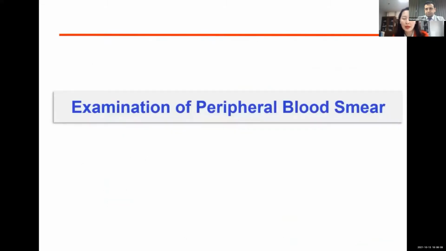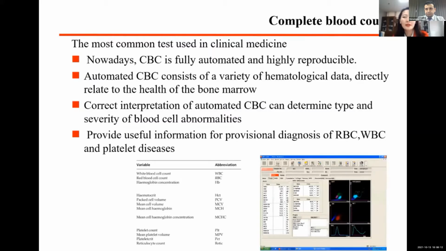Examination of peripheral blood smear. In the clinical laboratory, CBC is one of the most frequently ordered and most time-honored laboratory tests. CBC is an abbreviation of complete blood count. Nowadays, CBC is fully automated and highly reproducible. Automated CBC consists of a variety of hematological data directly related to the health of the bone marrow.